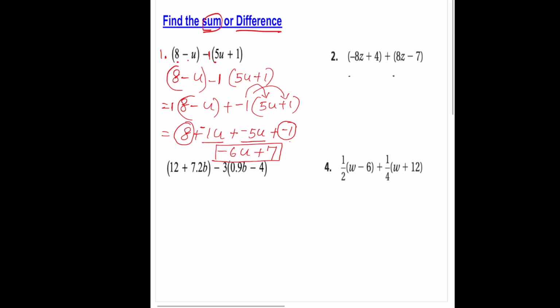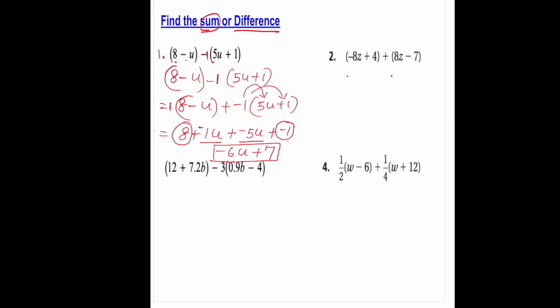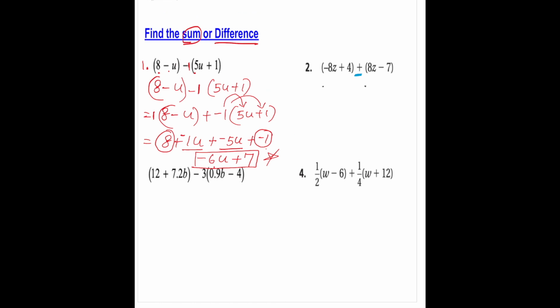Subtract 5u plus 1 from 8 minus u. So your answer is negative 6 times u plus 7. Number 2, it's an addition problem. So that's plus 1 times 8z minus 7. If I multiply by 1, I get the same expression, so we can just write this with no parentheses.